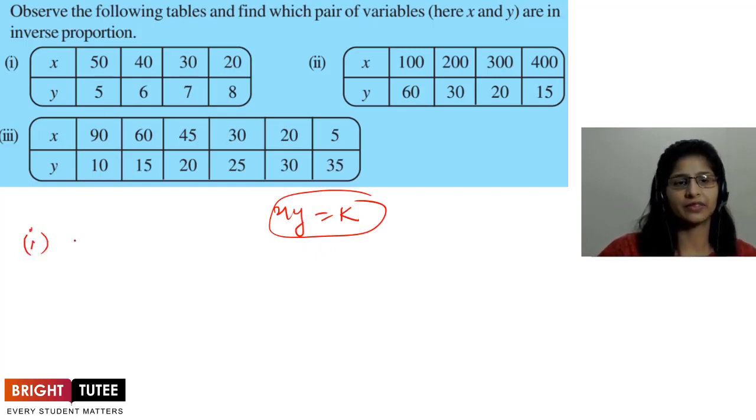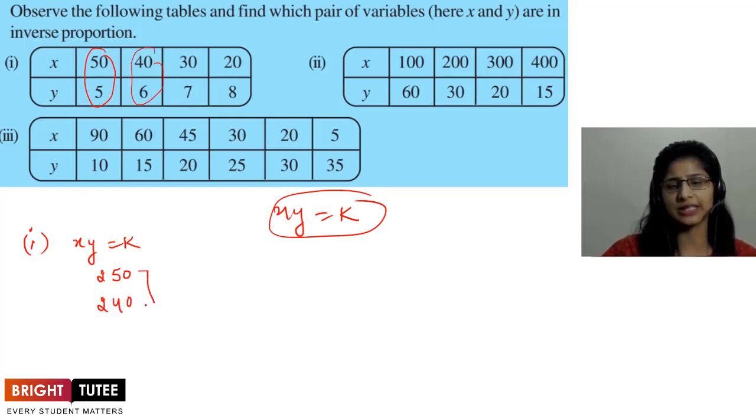50 into 5. x into y should be k. So the first one, if we multiply x1 y1, 50 into 5, first one will give us how much? 5 5s are 25. 250 is the value for k in the first one. Second one, you see 6 4s are 24. Second value is 240. So is it same? No. So the answer is no. The first one is not in inverse proportion. Here x and y are not in inverse proportion.